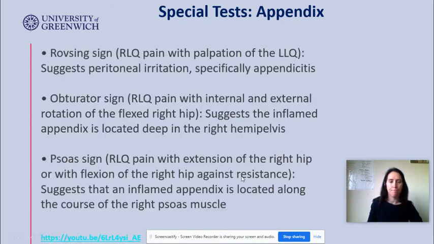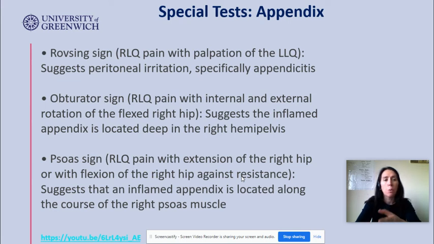All right, these are the special tests. Now I'm going to put videos up on these separately, but we have three tests here that we can do for the appendix. Most of your information you're going to get from the history, from the location of pain, but these are specific tests that we do. Some of them aggravate it, but in a gentle way. So this will confirm your findings.